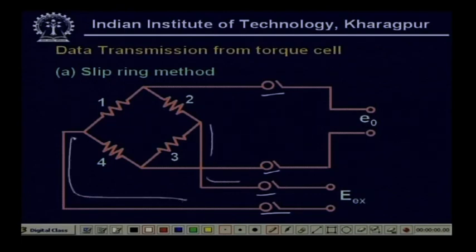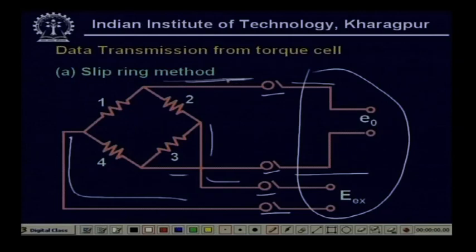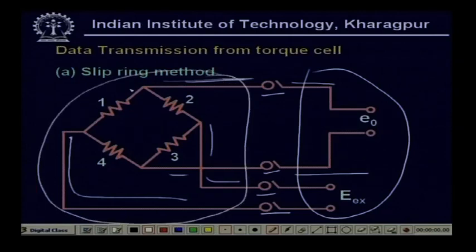Through these slip rings the excitation voltage is given, and through the other slip rings, through this wire, we take out the signal, because this part is rotating and this part is supposed to be stationary. This part should be stationary and this part should be rotating, right, because it is on the shaft itself. So, through slip rings we have to take out the signal.